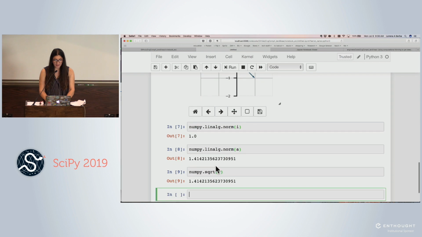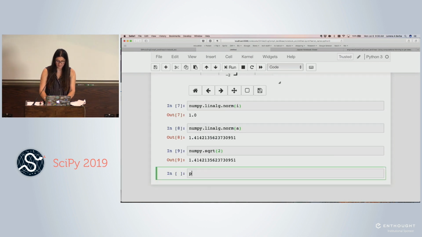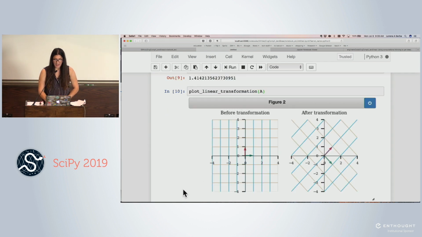Let's plot the linear transformation. And you can see in the plot that A has the effect of rotating the whole plane. It looks like negative 45 degrees, and it scales every vector, it seems, by this number, square root of 2. We can see what the effect of A is.